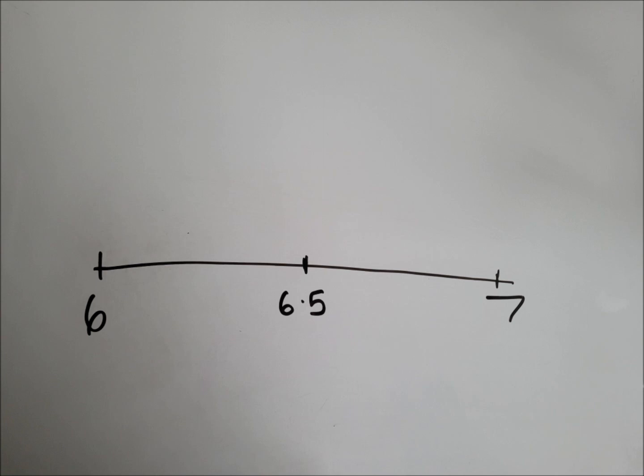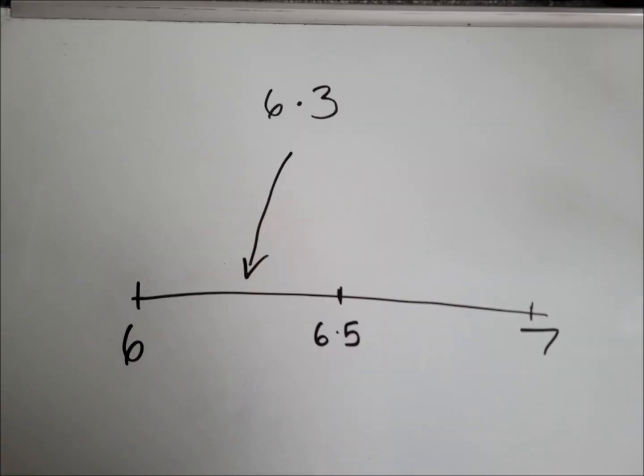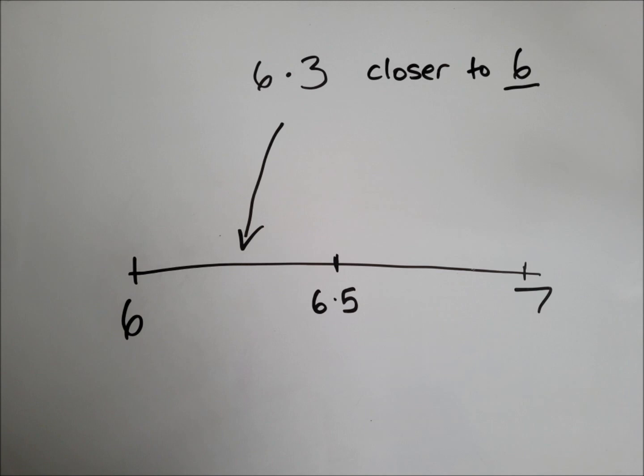If we wanted to work out where 6.3 was on the number line, 6.3 comes before 6.5. So it would roughly be about here on the number line. So is 6.3 closer to 6 or is it closer to 7? As we can see, it is closer to 6. So if we were rounding 6.3 to the nearest whole number, it would be closer to the 6.